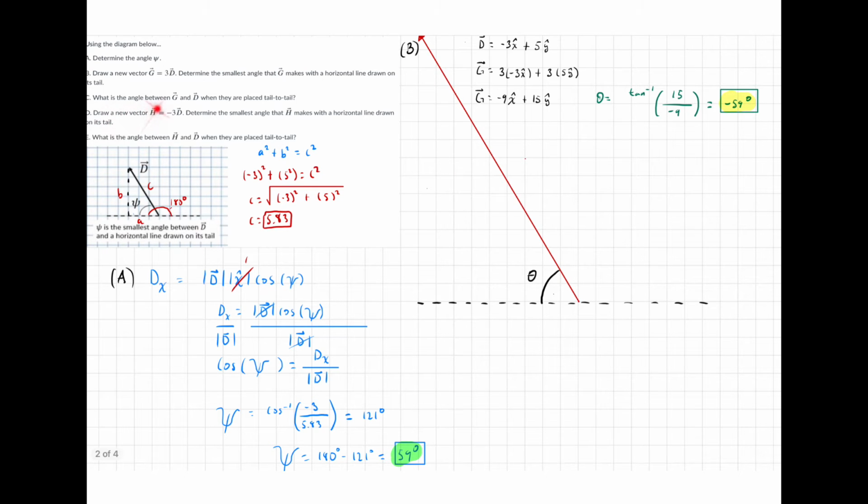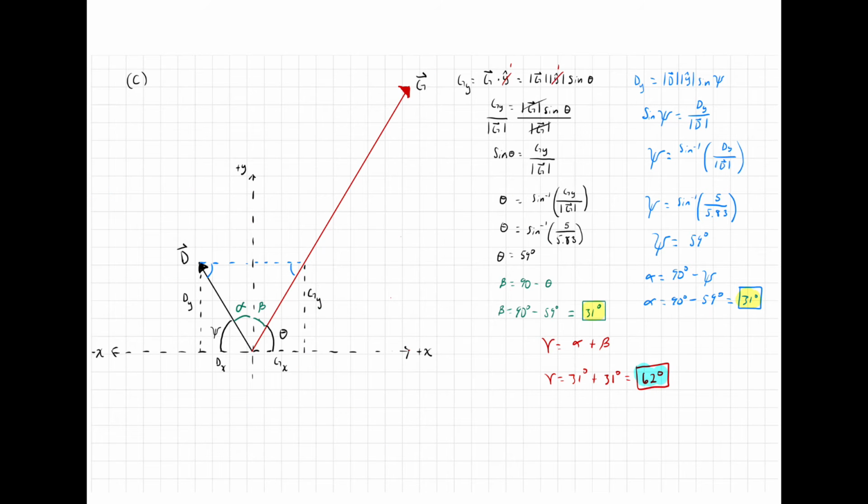And then for part C, it says, what is the angle between G and D. So let's go to the next slide. For this part, for vector G, go ahead and solve for angle theta, using the dot product and doing some manipulations of that, where theta would be 59 degrees. But we want to find the angle between G and D. So I split this angle up with the vertical axis here, and I labeled this angle beta. So beta would be 90 degrees minus theta, which would give us 31 degrees.